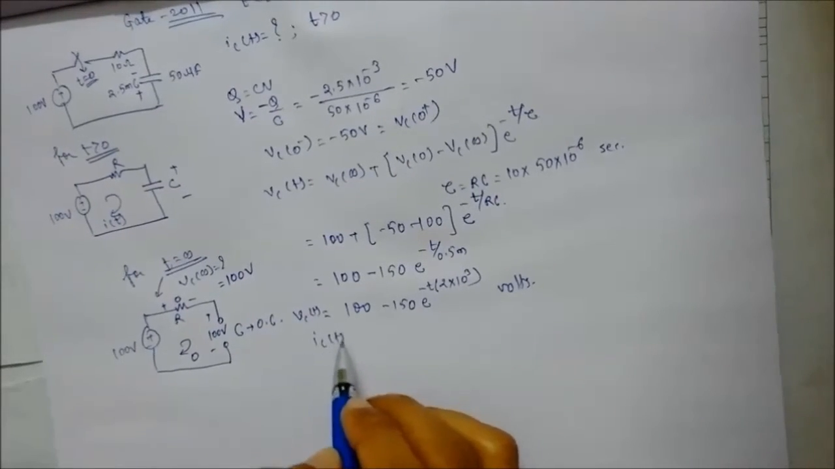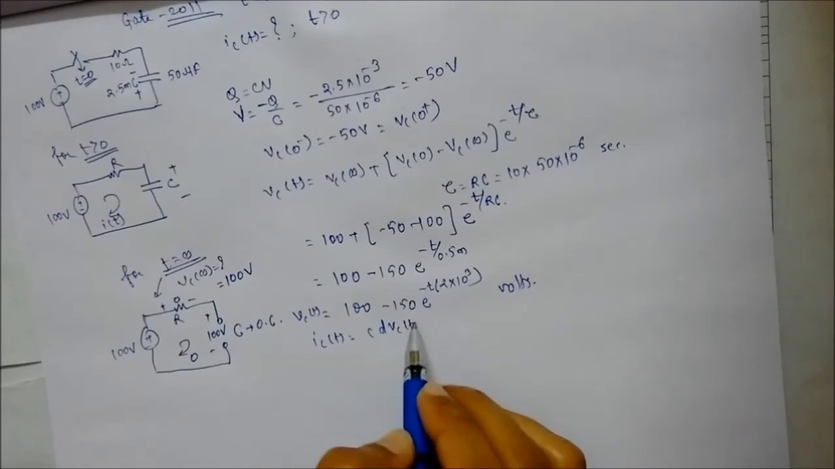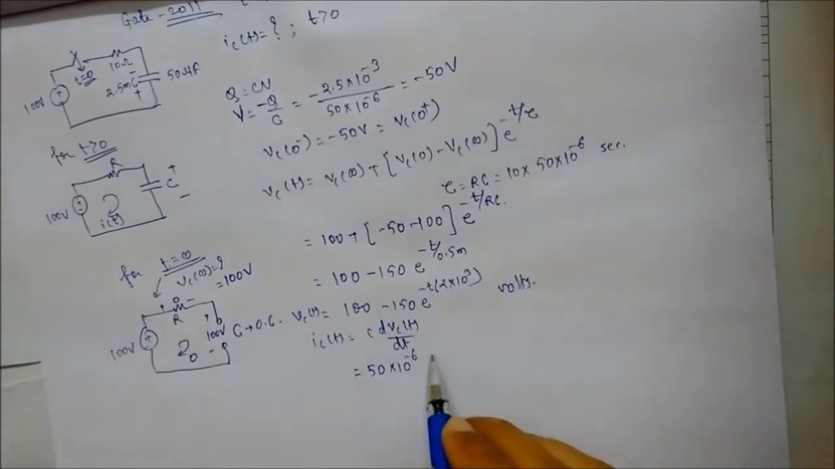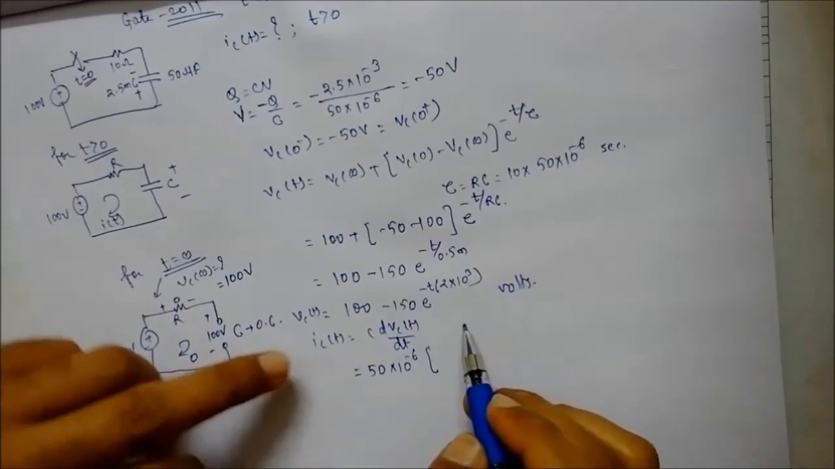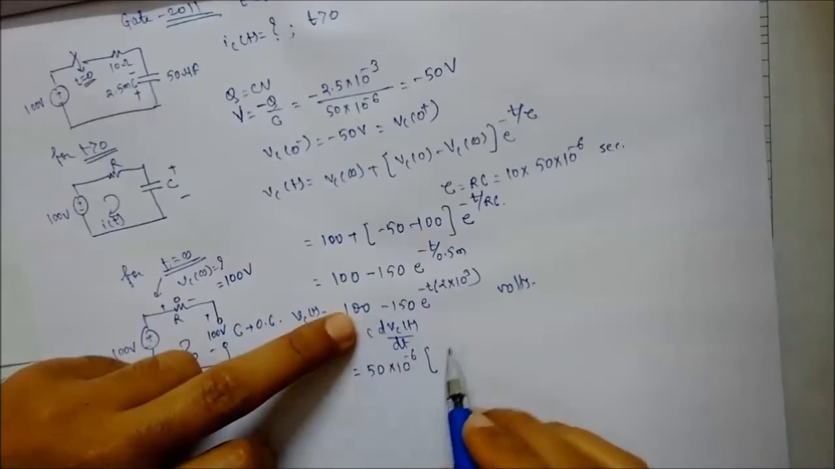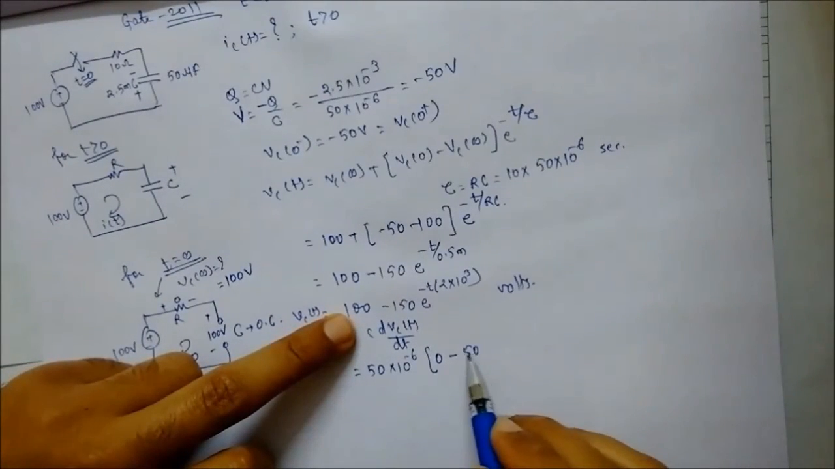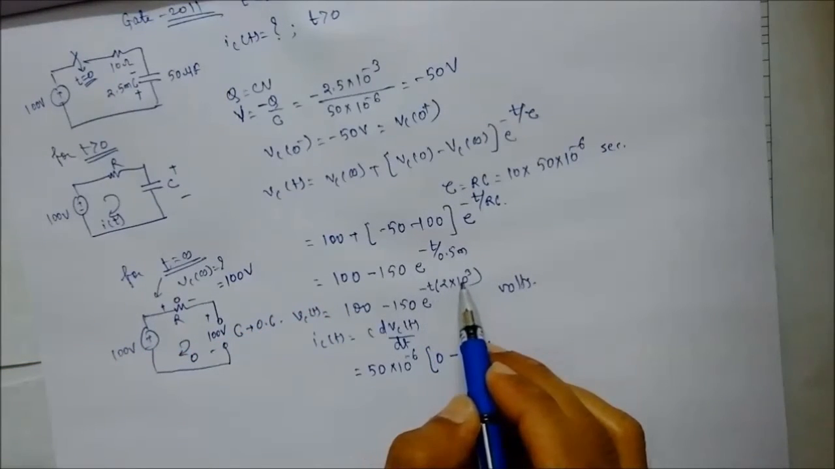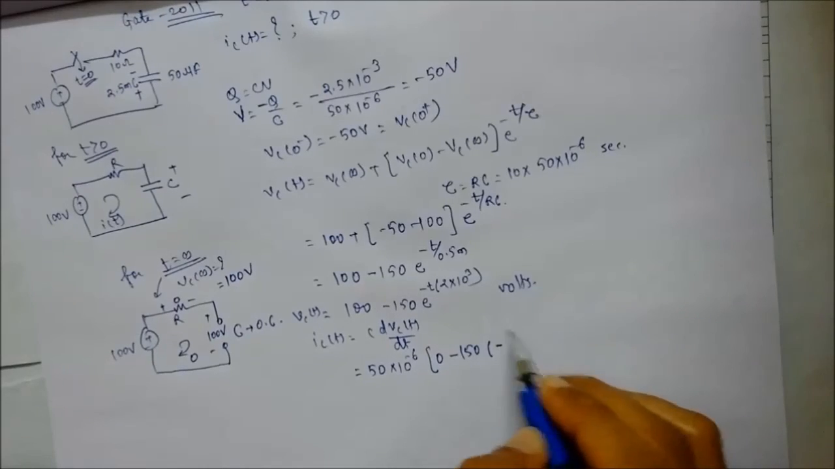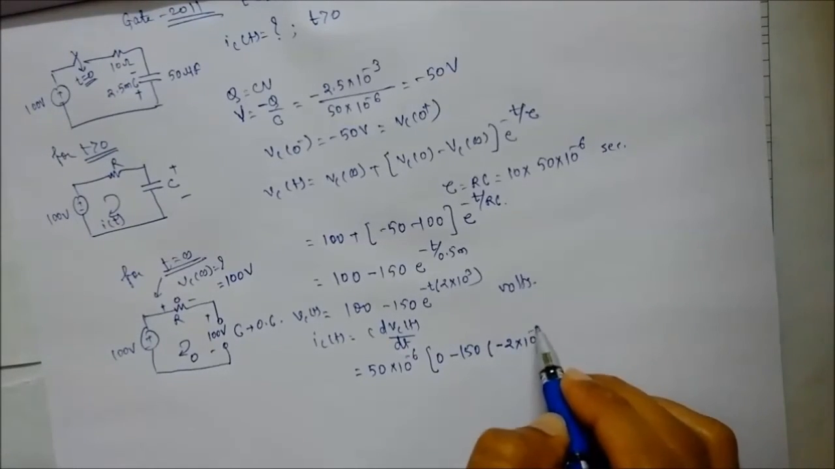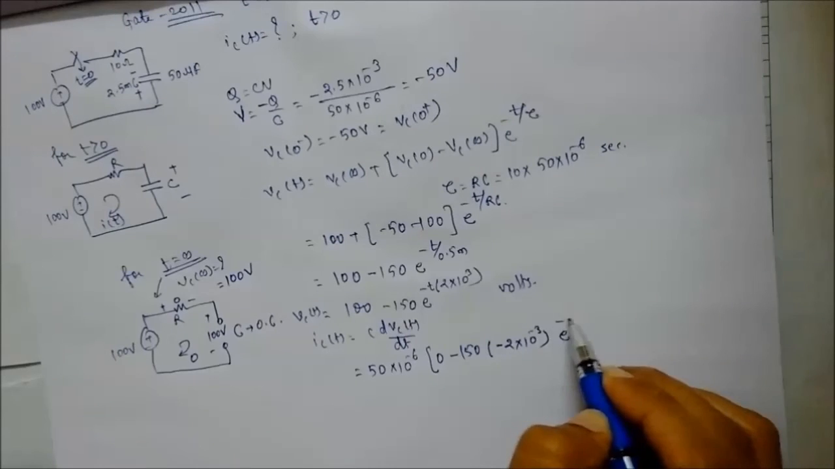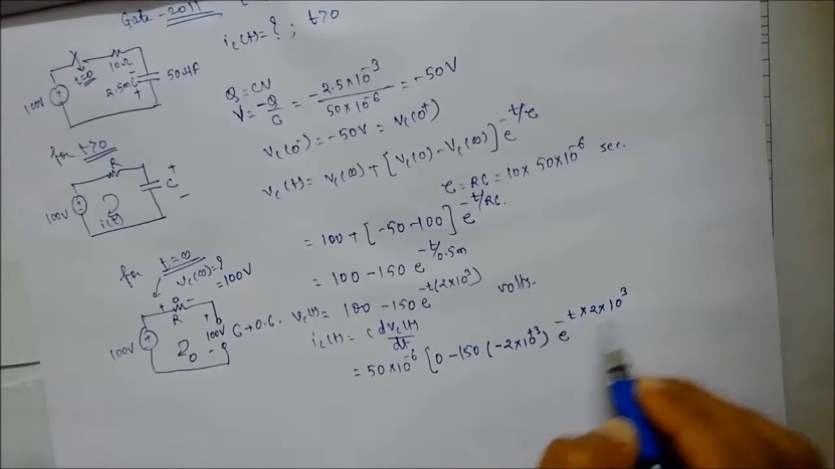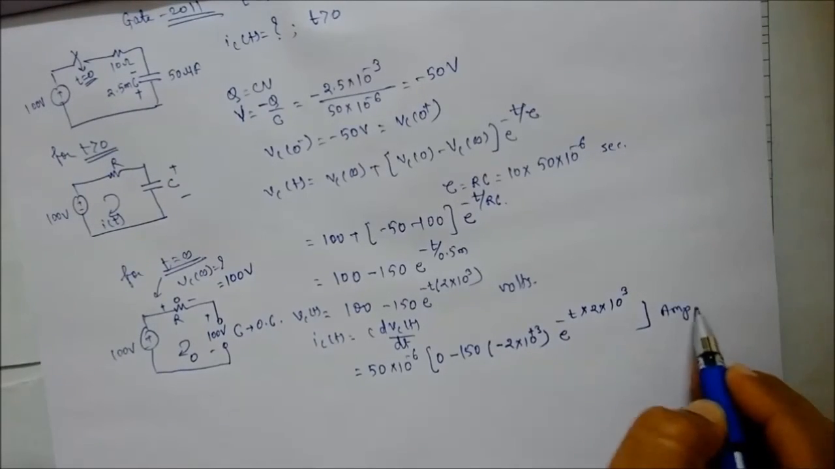And what is IC(t)? It is C dVc by dt. What is the value of C? That is 50 into 10 to the power minus 6. What is dVc by dt? For the 100, it is 0 because it's constant, minus 150 into e to the power minus t something, that is equal to, it will get outside, minus 2 into 10 to the power 3 into e to the power minus t into 2 into 10 to the power 3, sorry, it is plus.